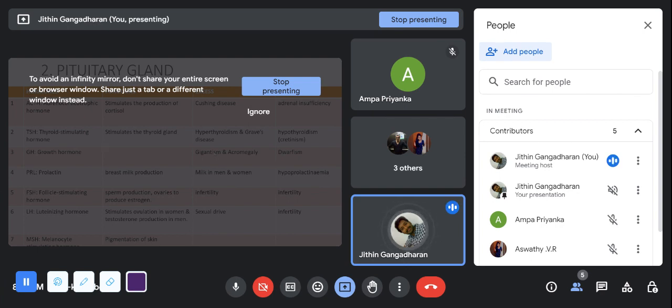Anterior pituitary hormones. First one is ACTH, adrenocorticotropic hormone. What is the function of ACTH? It stimulates the cortisol, which is there in the adrenal glands. It stimulates the adrenal cortex, and it stimulates the production of the cortisol.